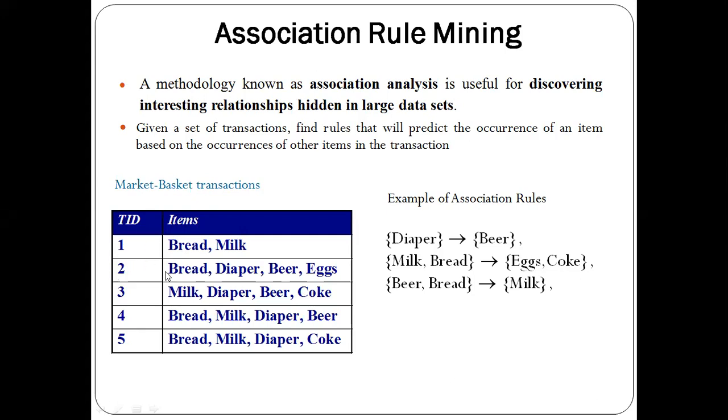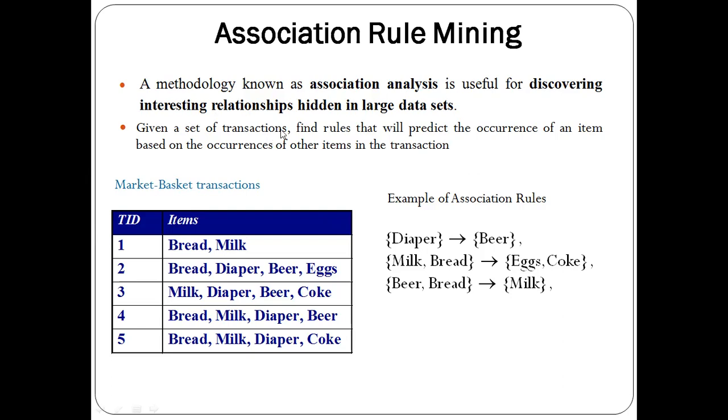Each transaction is identified with the transaction ID and the list of items bought. For example, in transaction 1, the customer has bought bread and milk. That is the list of items bought in TID 1. So this is the market basket data. This kind of data will be collected by many business organizations, enterprises or retailers in order to analyze purchasing behavior. With the help of this, they can find the interesting relationships hidden in these large quantities of data, and they can improve their business.